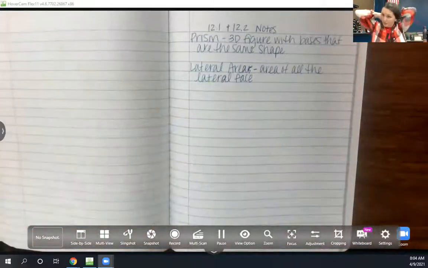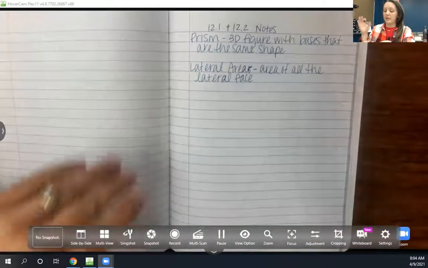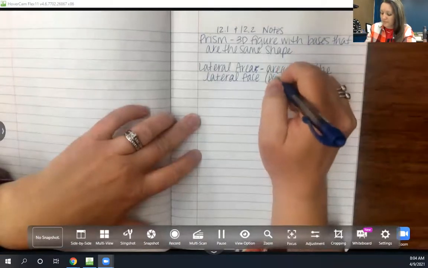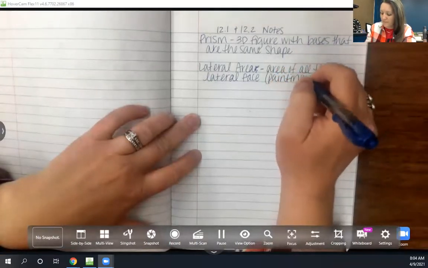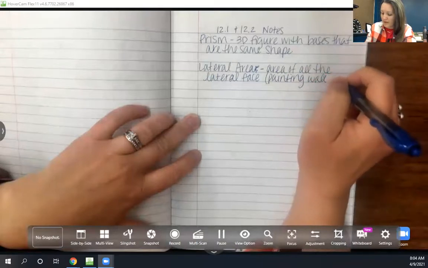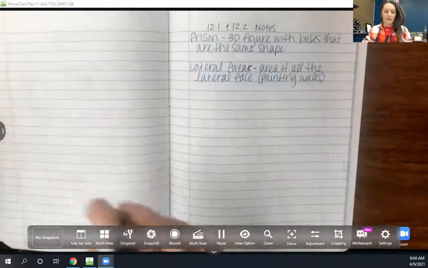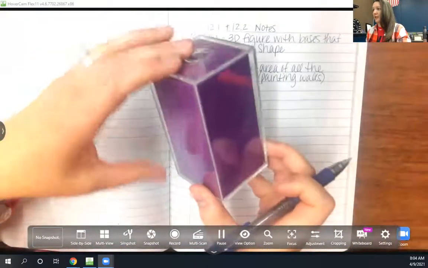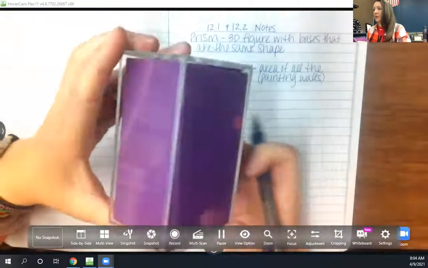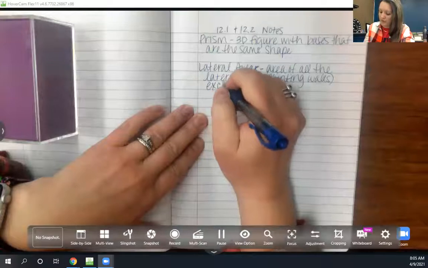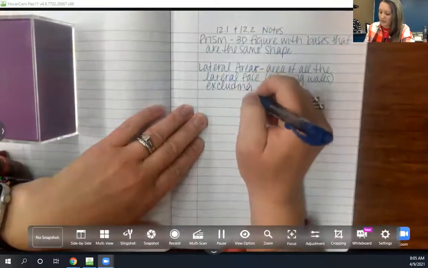So think about this. I know it's terrible to put the word into the definition, but think about painting walls. Not the ceiling or the floor, right? So that's lateral surface area. So if I were to find the lateral area of this prism, it would just be around the edges, not the bases. Painting walls, excluding bases.